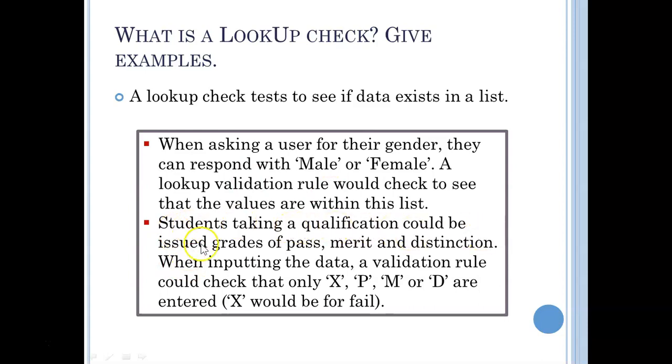Students taking a qualification could be issued grades of pass, merit, and distinction. So in inputting the data, a validation rule could check that only X, P, M, or D are entered, and X would be a fail. So it would have these symbols in some file. So if you typed in, for example, let's say C, you'd notice that C is not part of these symbols. These symbols are stored in some file by the system. So if C is not amongst these symbols, then the system will give an error message back to the user.